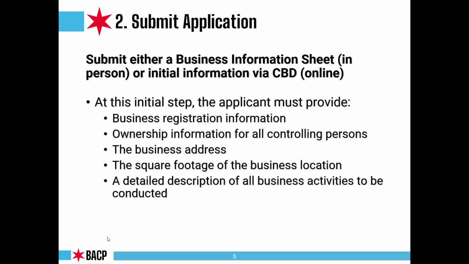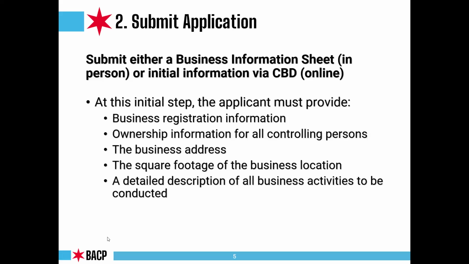So once your documents are in order, then it's time to submit your application. Again, if in person, you'll submit the business information sheet that was referenced earlier. That can be pulled online and pre-filled ahead of time by visiting chicago.gov/businesslicensing. And if you're going to submit your application online, then you'll do it via the online platform Chicago Business Direct.